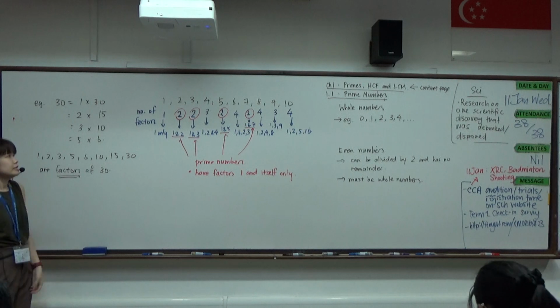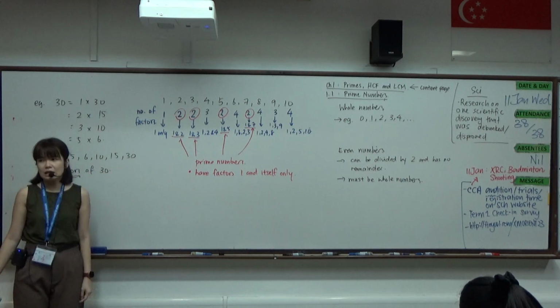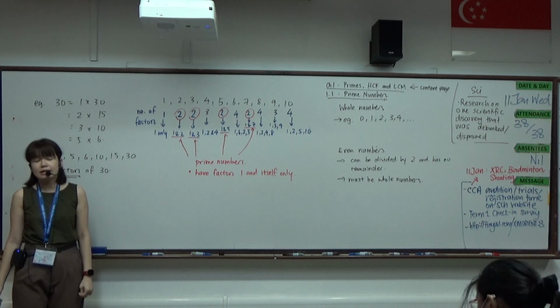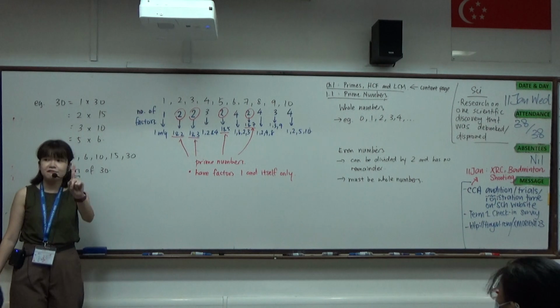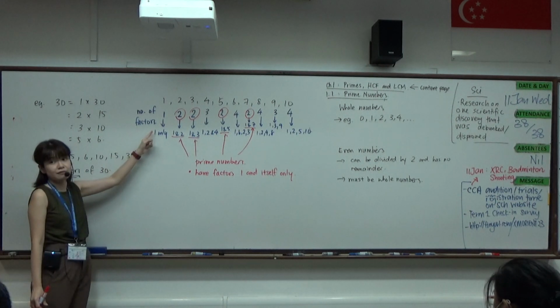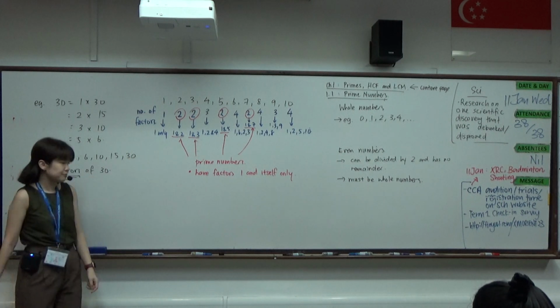Your question might be, what about 1? Is it a prime number? It is not a prime number. Why? Because it only has 1 factor, 1, which is the value of 1. So therefore 1 is not a prime number.